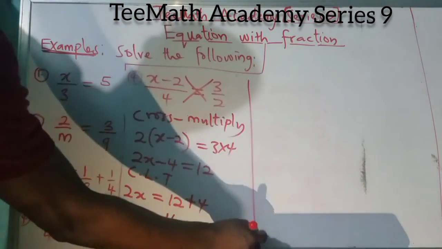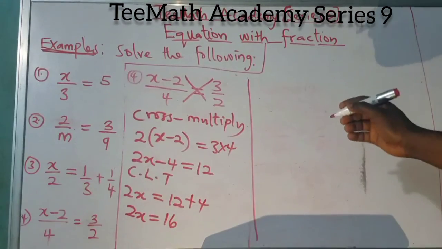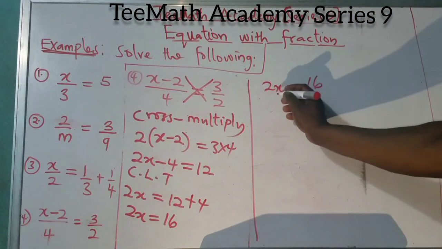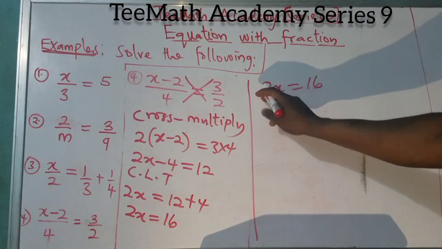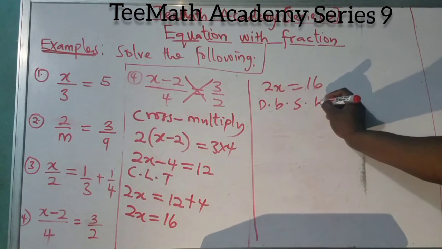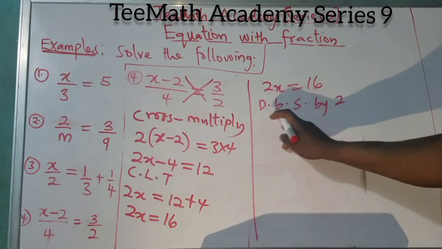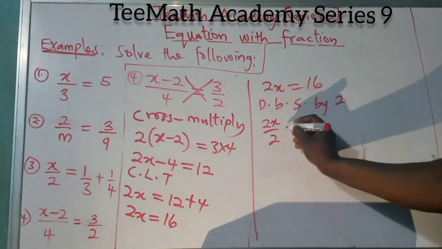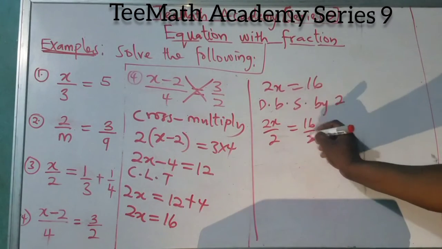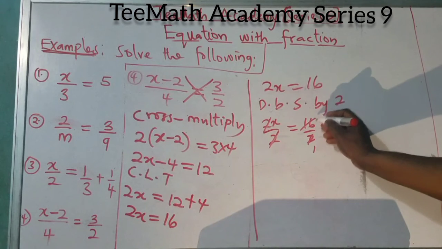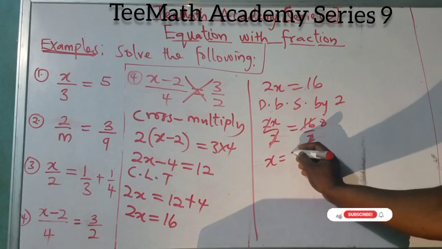So we have 2x equals 16. Now we divide both sides by 2 because we are looking for x. This is the short way of writing that. So 2x over 2 equals 16 over 2. 2 cancels 2, and 2 in 16 is 8. So our x is 8.